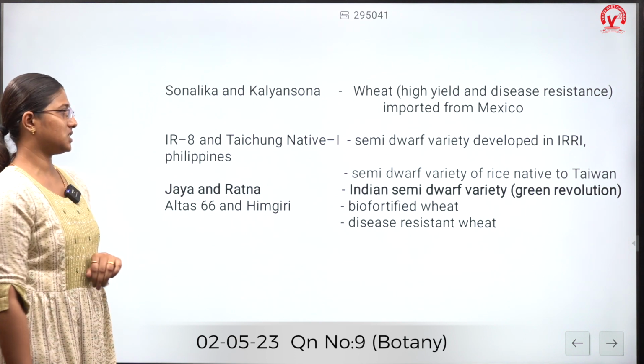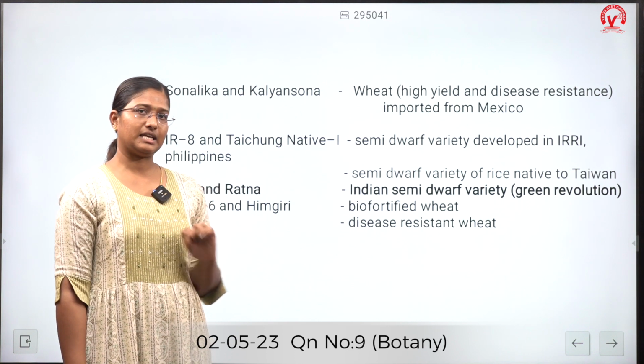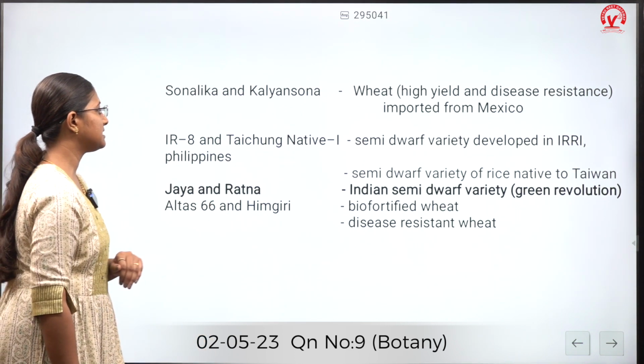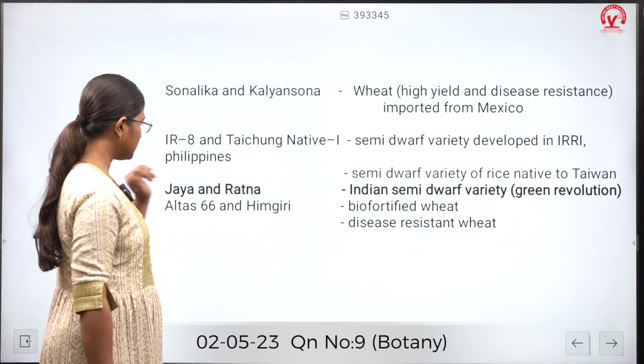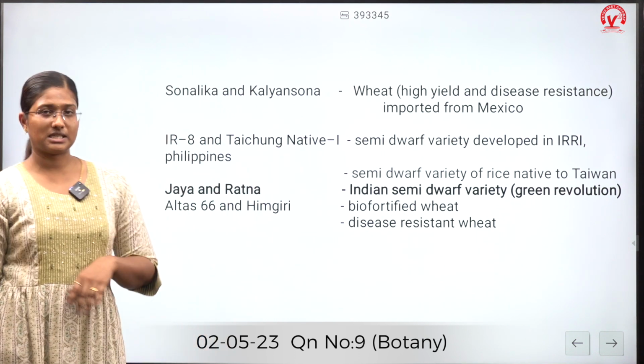Coming to Jaya and Ratna, they are semi-dwarf varieties of rice which are produced in India. So they are of Indian origin. And Atlas 66 and Himgiri are wheat varieties, whereas Atlas 66 is biofortified wheat and Himgiri is a disease resistant variety of wheat.